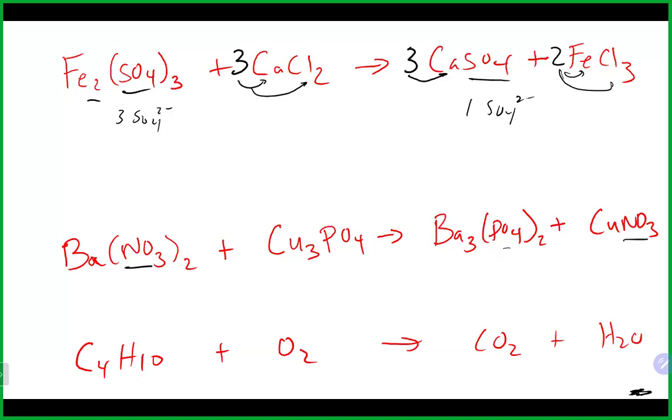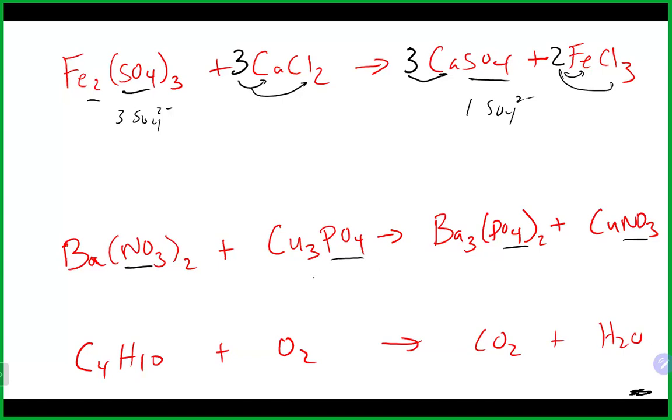All right, looking at the next one here, we do have a couple different polyatomic ions. We got nitrate, we got phosphate. And I would say in this case, you could start with either one. One might work better than the other. Perhaps a good approach is to start with the one with the higher negative charge, and that would be the phosphate. So that is where I'm going to start.